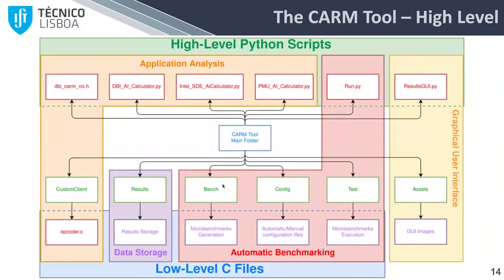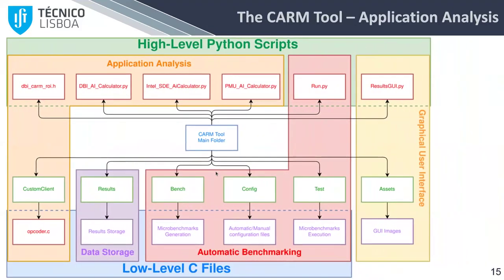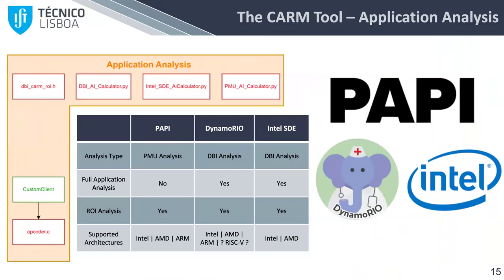Now, finally, I'll also give you an overview of how the application analysis is implemented, which was done via the integration with other tools such as PAPI, DynamoRIO, and Intel SDE. So starting with PAPI, which allows us to access the performance counters of the system. We take advantage of the high-level API from PAPI here, which allows us to define a region of code to be analyzed, from which we then extract the necessary performance events to plot an application in the CARM.